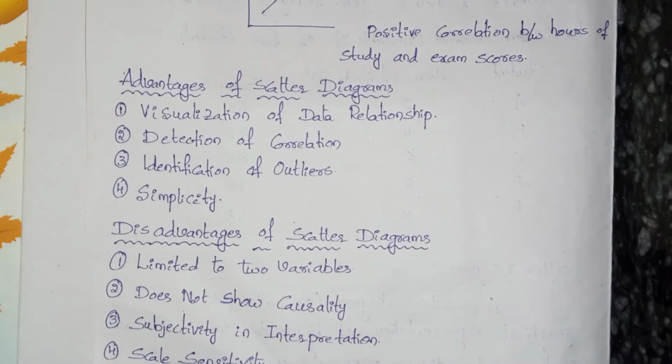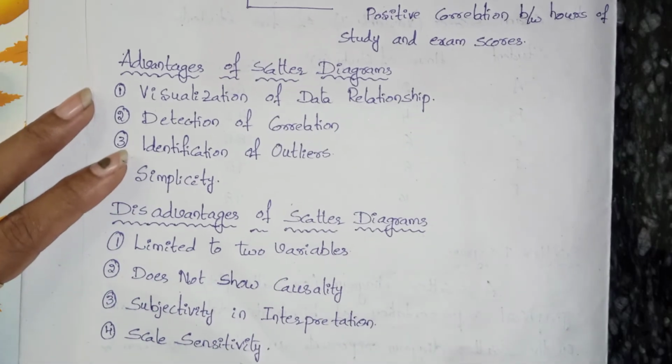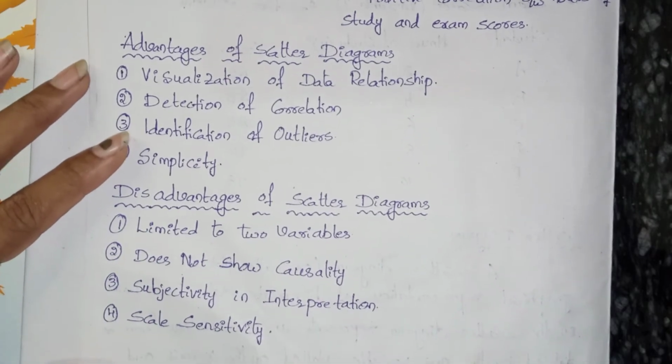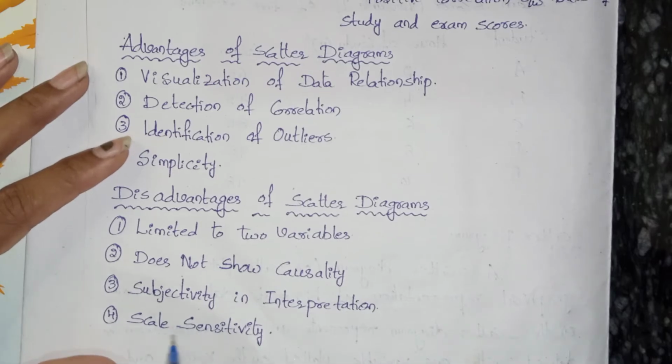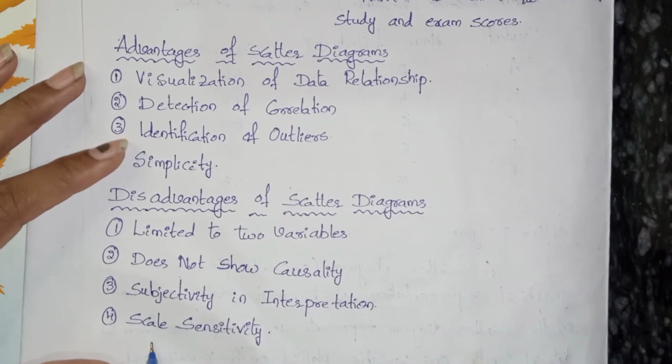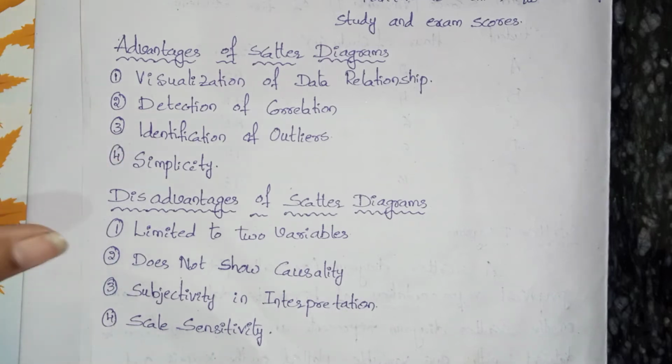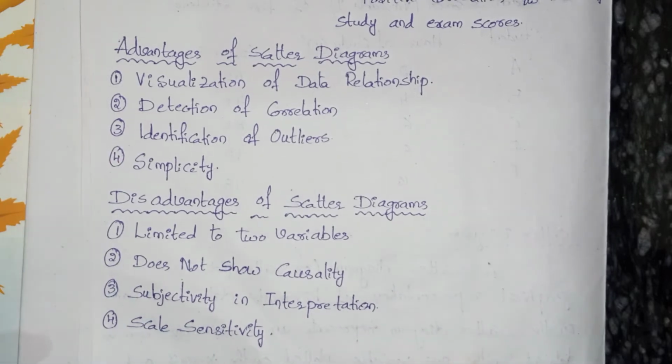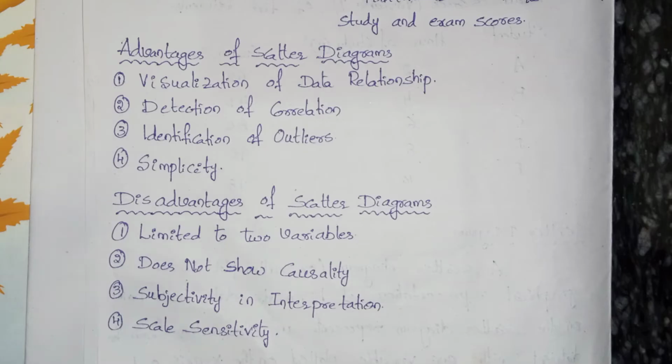Subjectivity in interpretation in the sense what? It is nothing but we can see how the variables are related. Sometimes we can say, sometimes we can't say. Next is scale sensitivity. Scale sensitivity in the sense what? Definitely we have to choose the scale of the x-axis and y-axis. Okay, so that is called scale sensitivity. These are the disadvantages of the scatter diagram.